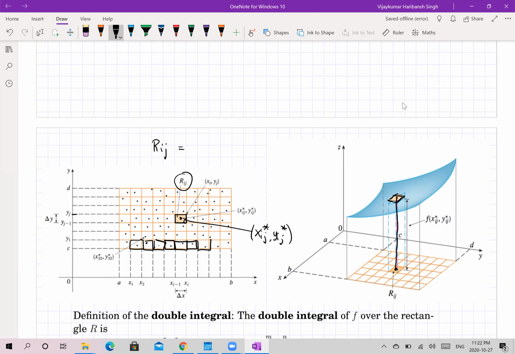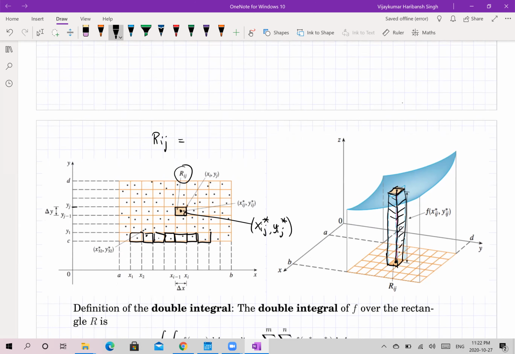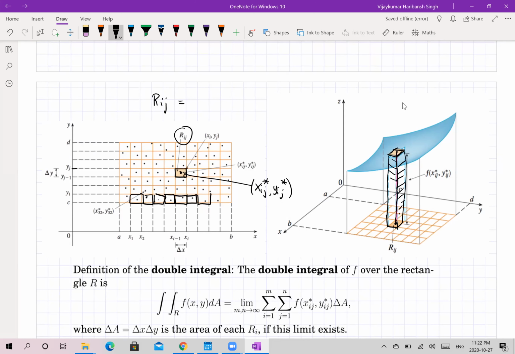And once we get that height, we basically make a rectangular parallelepiped out of it. The volume of this parallelepiped is given by f of xi j star, yi j star. So this gives me the height, and the area of the base is delta x times delta y, which I'll call delta A. So this is an approximation.